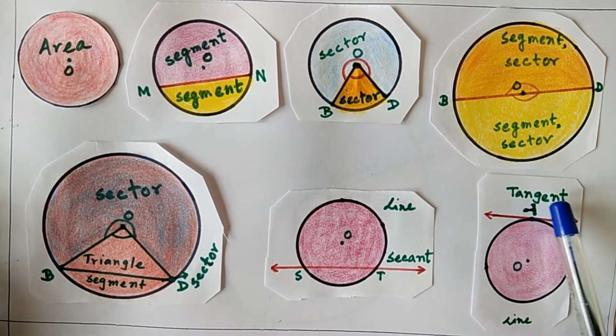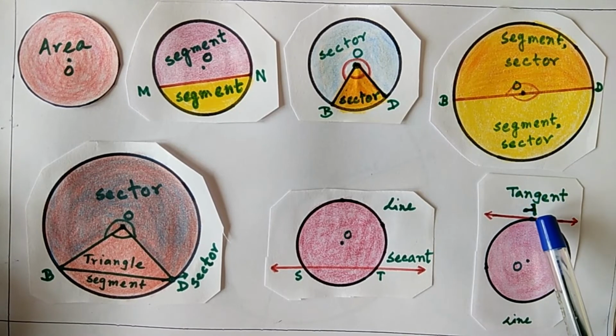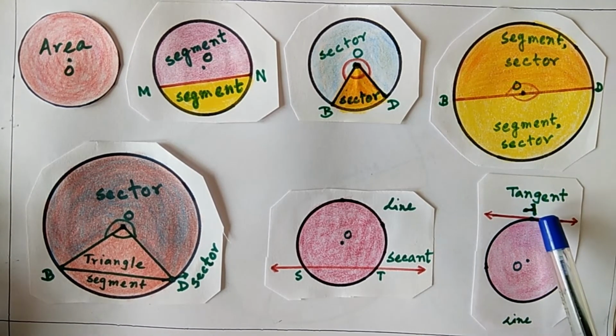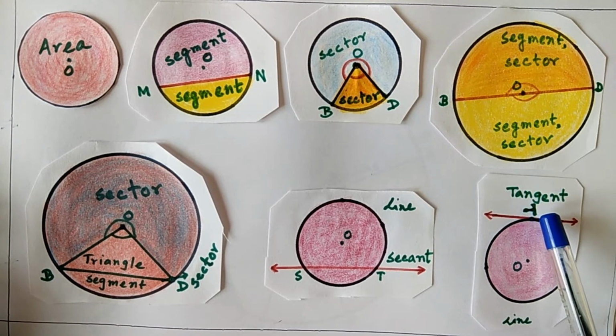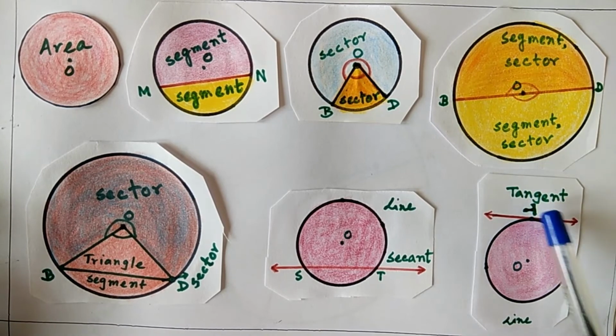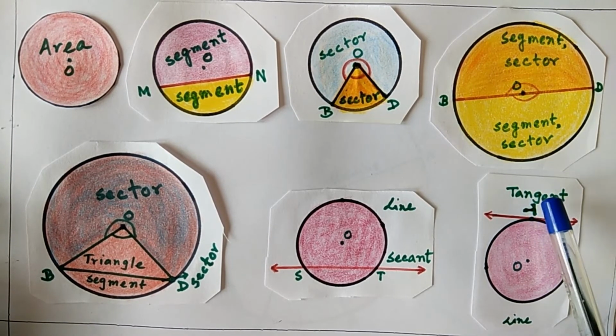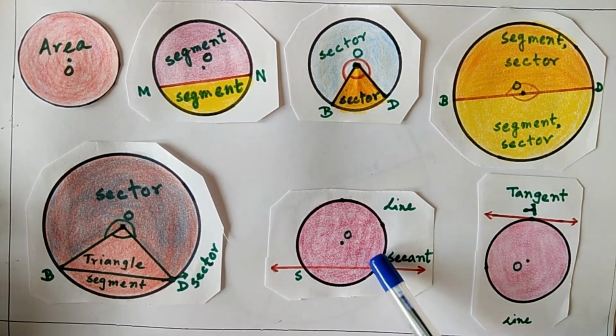Now tangent. A tangent is also a line and it touches a circle at only one point. So what is the definition of a tangent? A tangent is a line which touches a circle at one point. In this figure, it has touched the circle at point T. So to remember, you can say like that: the tangent touches, the secant separates.